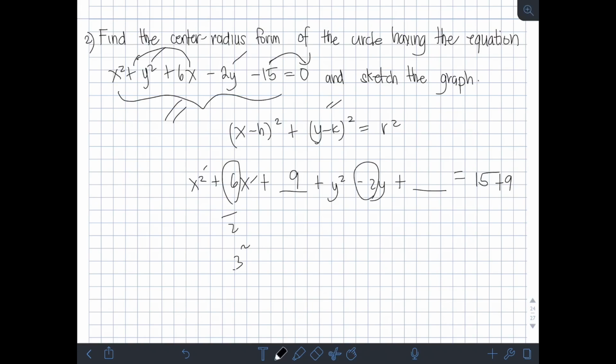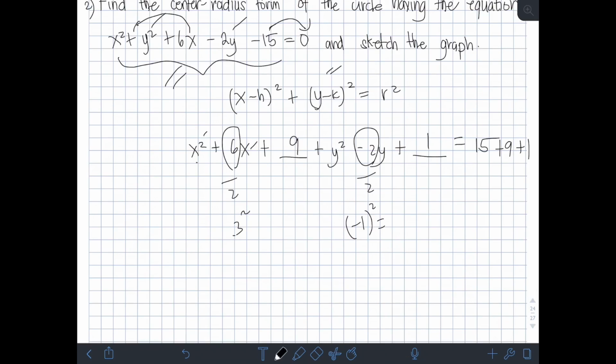Okay? And then for y, we also divide its numerical coefficient by 2, which is negative 2. So, negative 2 divided by 2 is negative 1. And then we square it, we have positive 1. So, we add 1 for y. Since we added 1 to the left side, we also add 1 to the right side for balance. Okay? So, now let's factor this.